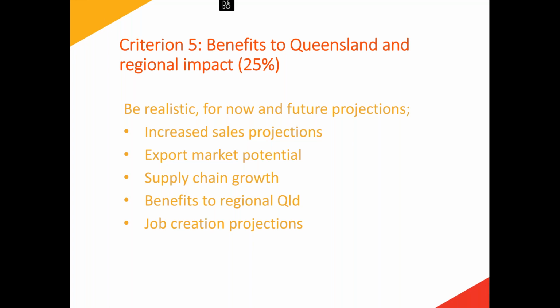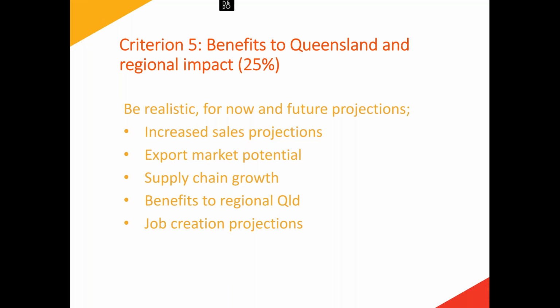Criterion 5 is an extremely important one. It's benefits to Queensland and regional impact. You'll notice that this is 25%. That is a huge amount.